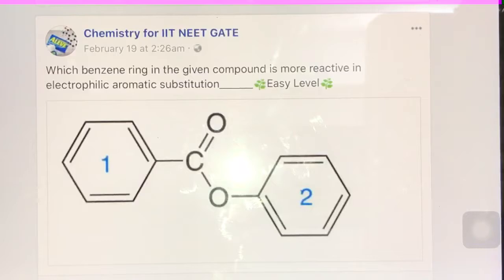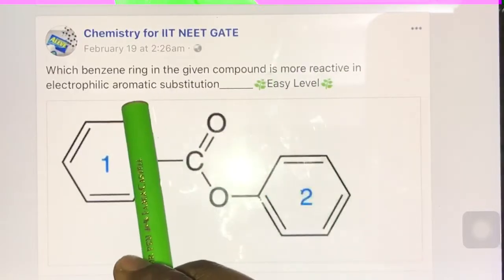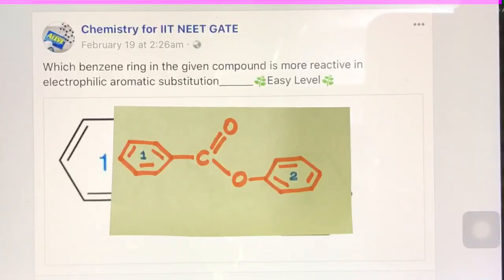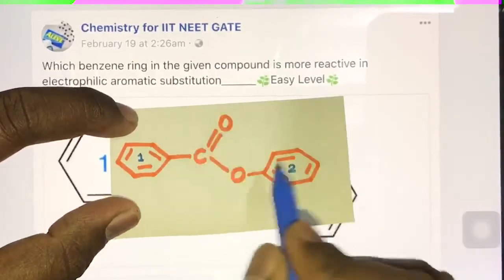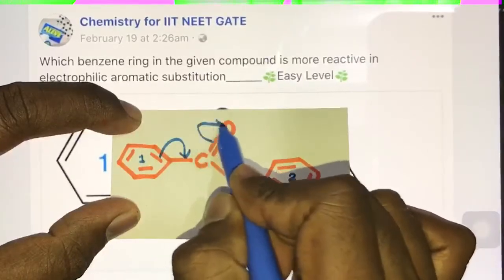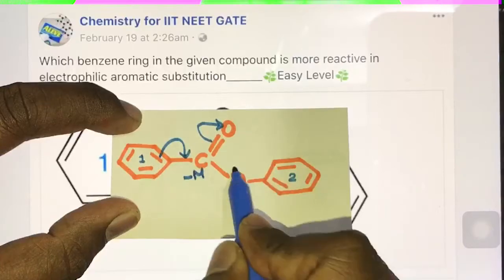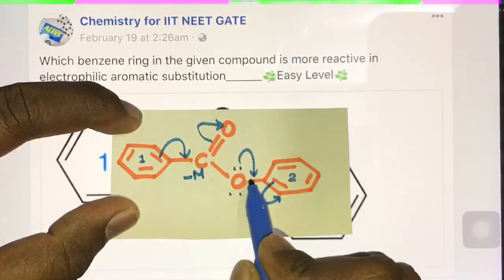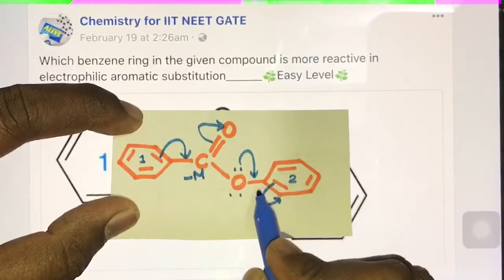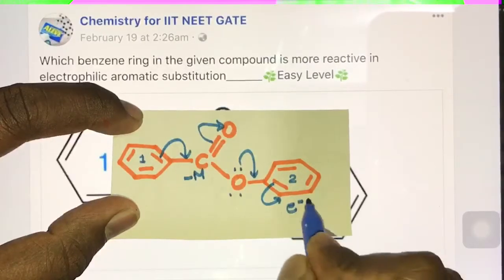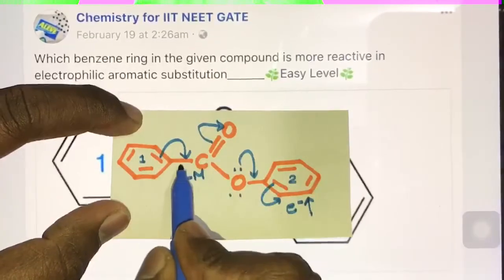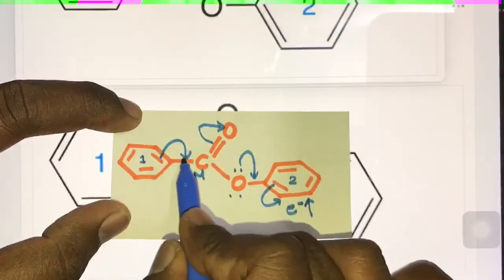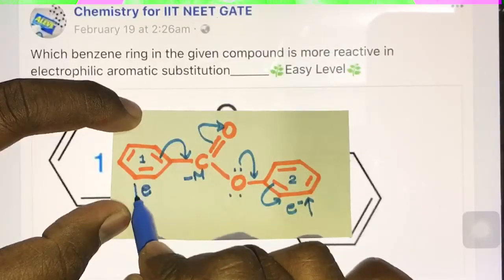Now let's see the next problem. Which benzene ring in the given compound is more reactive in electrophilic aromatic substitution reaction? So there are two rings here, and clearly we see that this is the ester functional group, and this C double bond O acts as a minus M for this ring, and this oxygen acts as a plus M for this ring. So this oxygen gives electrons to this ring by mesomeric effect, and electron density will be more in this ring. And here this C double bond O group acts as a minus M group, and it withdraws the electrons by resonance, and that is why electron density will be low in that case.